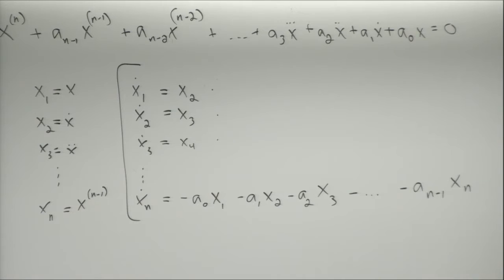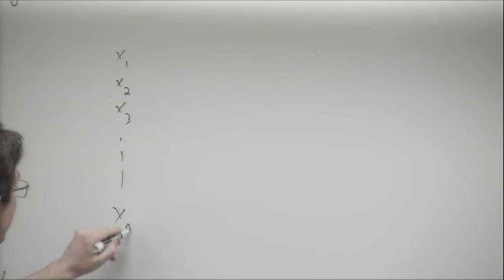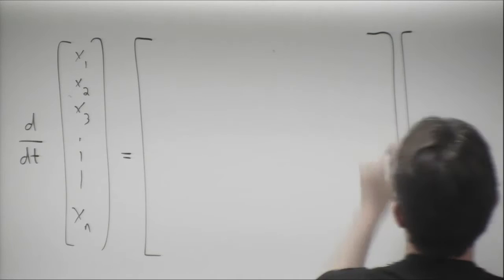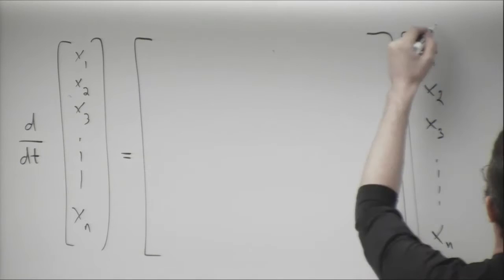Okay, so I have some vector x1, x2, x3, dot, dot, dot, down to xn. So I have n variables now instead of the single x and all of its derivatives that I had before. And d/dt of this big vector is now some matrix times that big vector, x1, x2, x3, all the way down to xn.